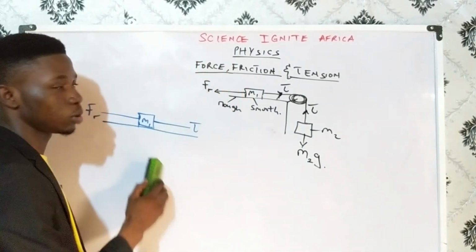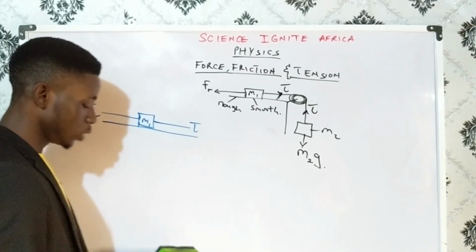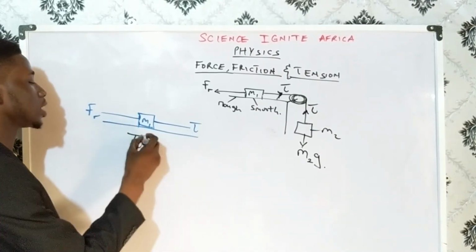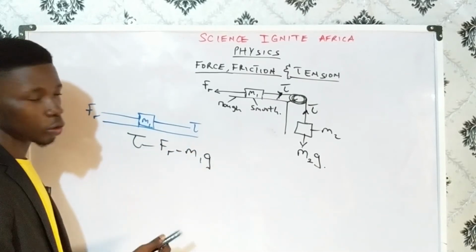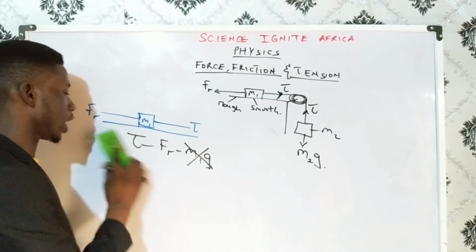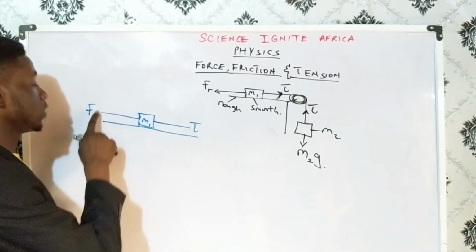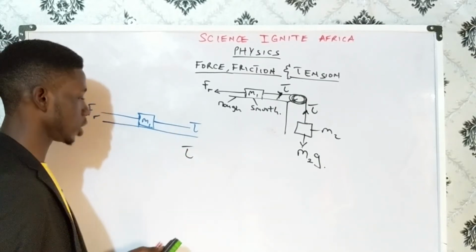The reason why I'm saying that is because by the time I want to resolve the forces acting here now, somebody would say that, oh, it should be like T minus Fr minus M1G. No, this M1G will not be present there. So take note of that. And even if there's no friction, then it will only be what? T. That's the only force responsible for the movement there.